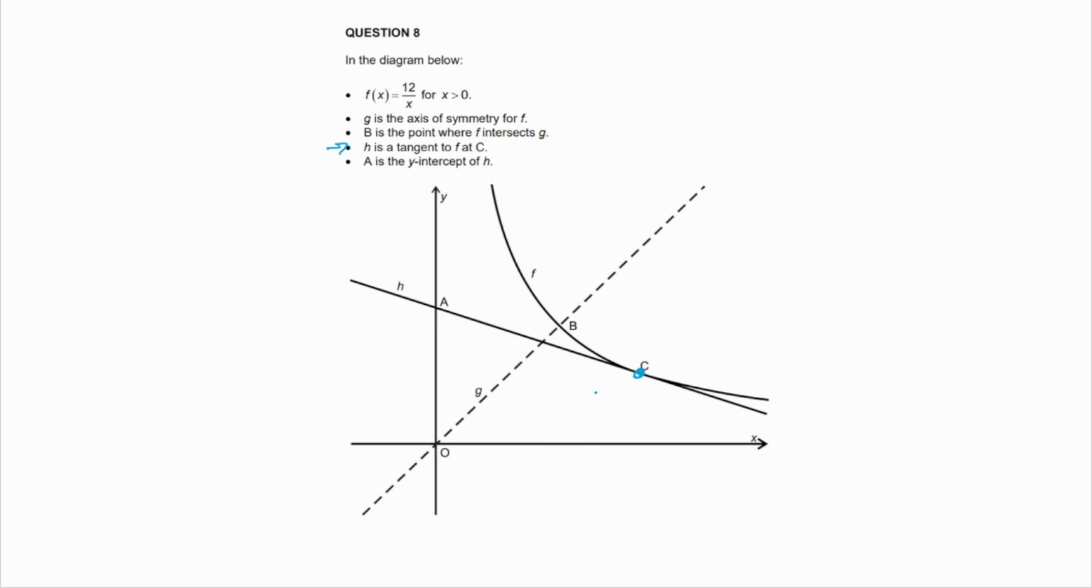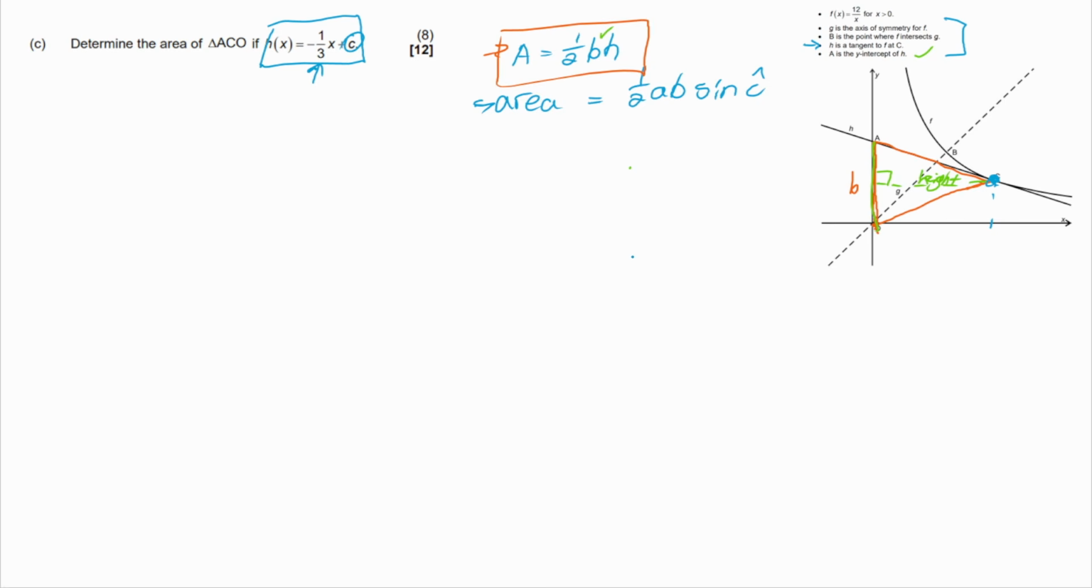So what information do we have about C? You can see here, h is a tangent to f at C. So this is the key we need to unlock C. All right, that was intentional. So we need to use this fact. Let's think about that. We know that h is a tangent to f at C.